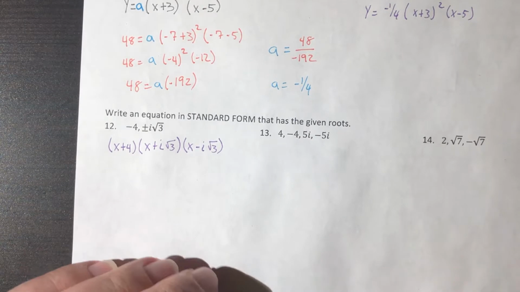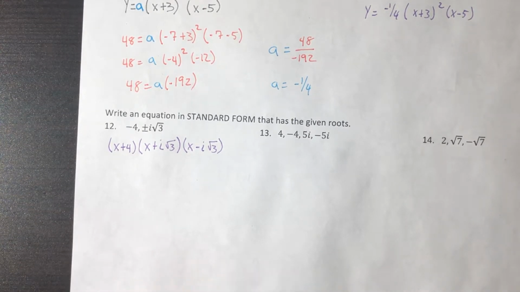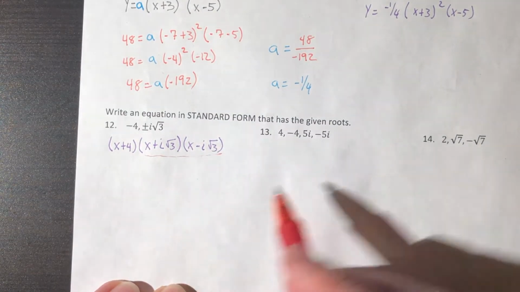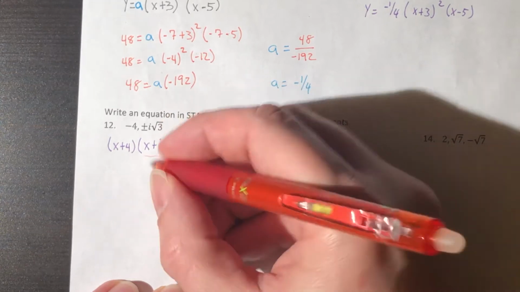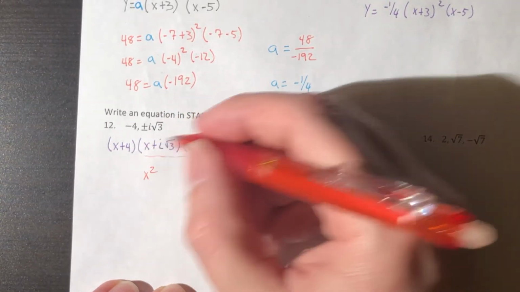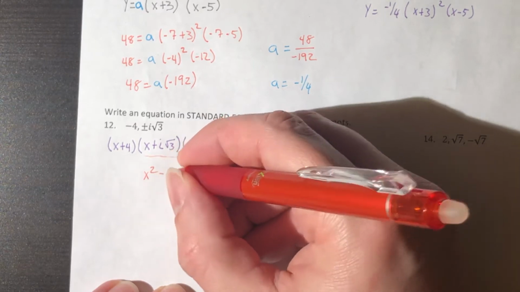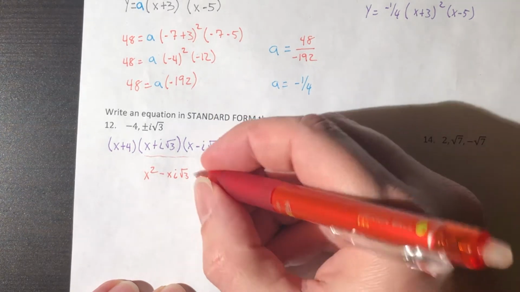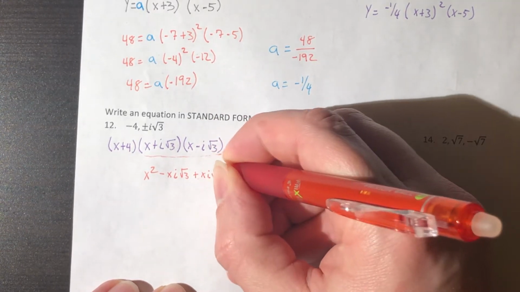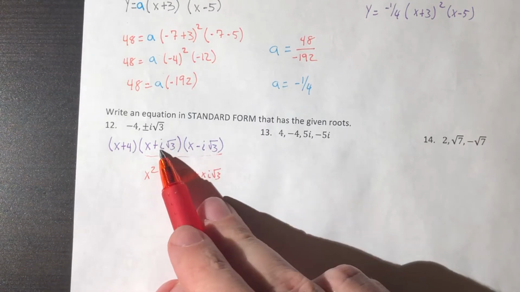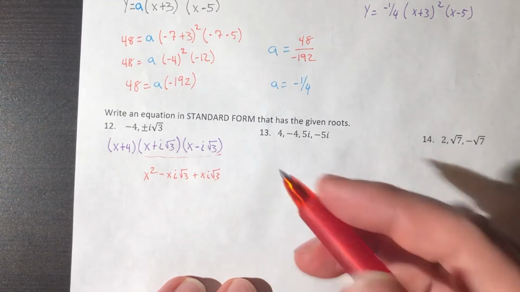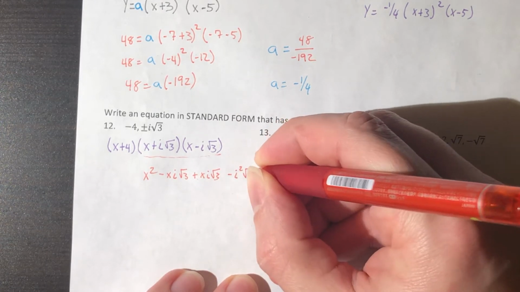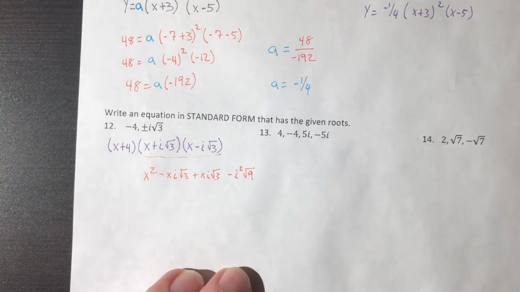i root 3. When you're dealing with these, you just FOIL it. But we want to start with the pair always. So I'm going to FOIL that pair first. x times x gives me x squared. x times negative i root 3 gives me minus xi root 3. i root 3 times x gives me positive xi root 3. And i root 3 times negative i root 3 is going to give me negative i squared square root of 9.